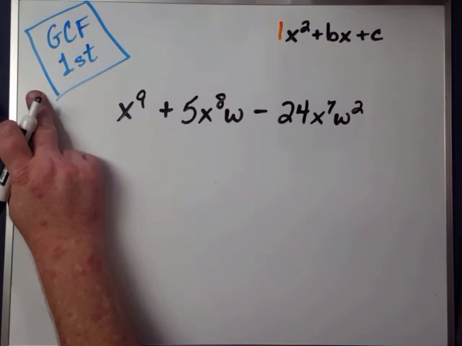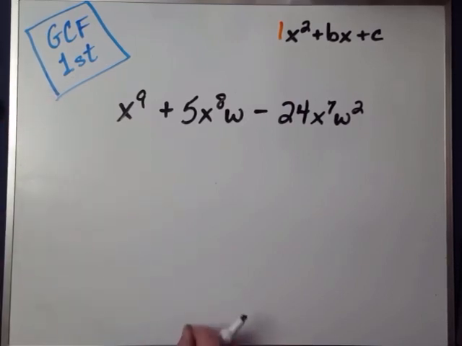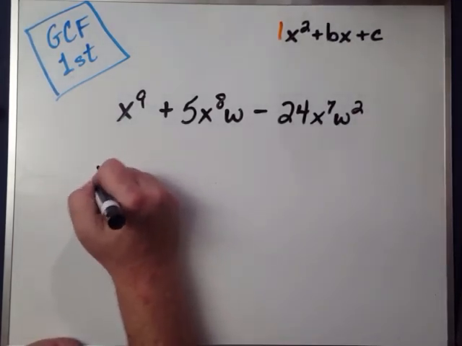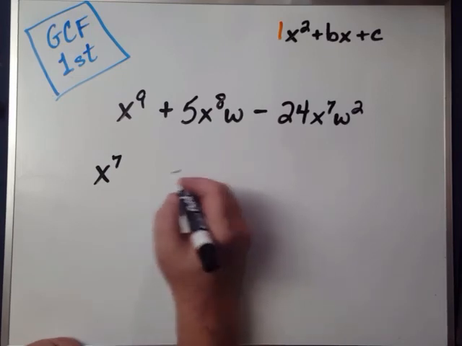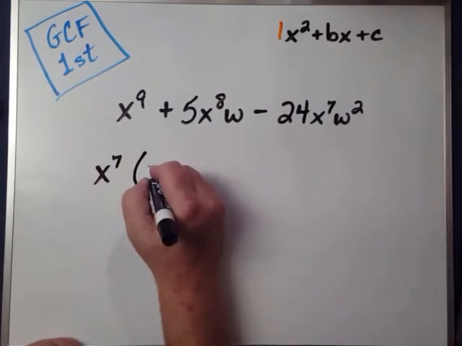First things first, always, always, always check for a greatest common factor. Is there a greatest common factor among these three terms? They all contain at least 7 x's. I can factor out x to the 7th. What does that leave behind?